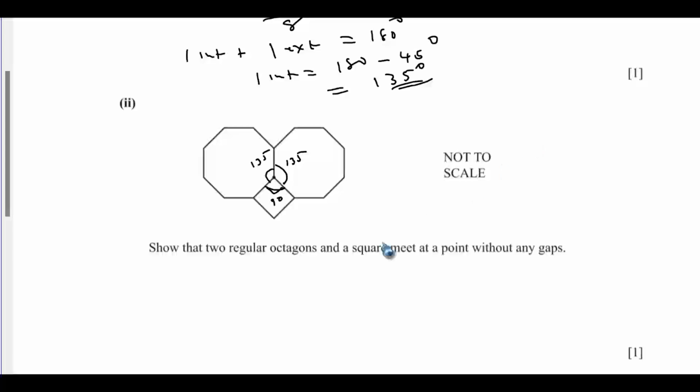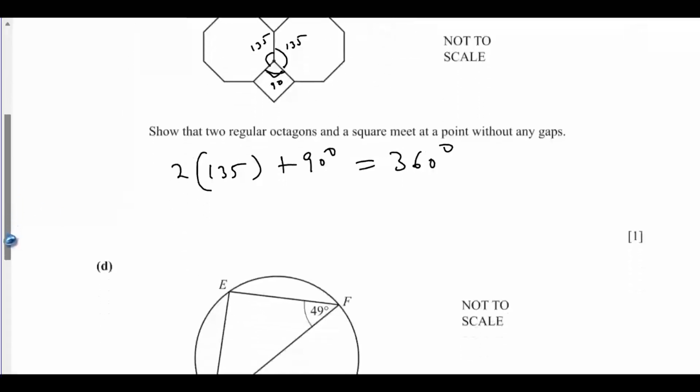So if you add 135, let's multiply it by 2 for the two angles, this and this, then add 90 degrees, you should get 360 degrees. So that implies that there is no gap between these angles. So that has been shown.